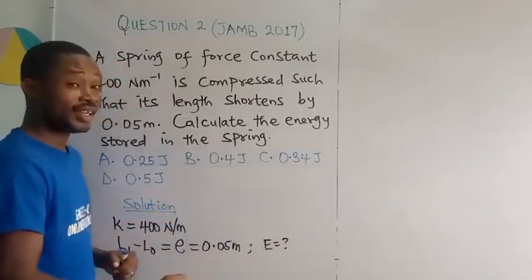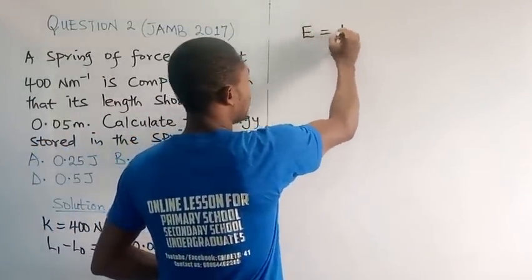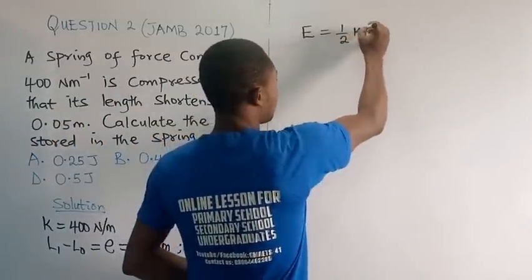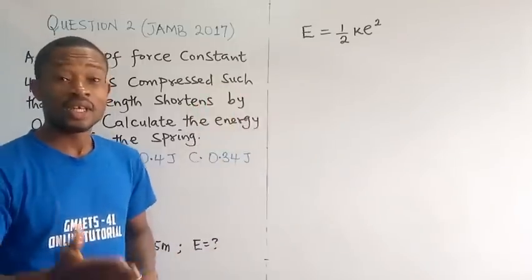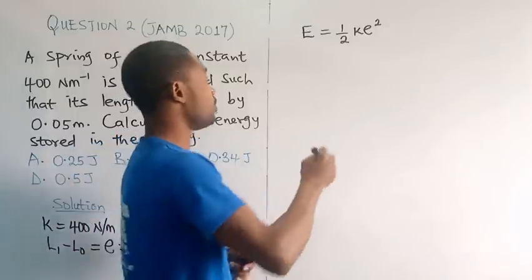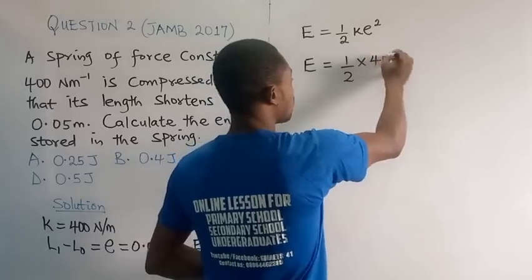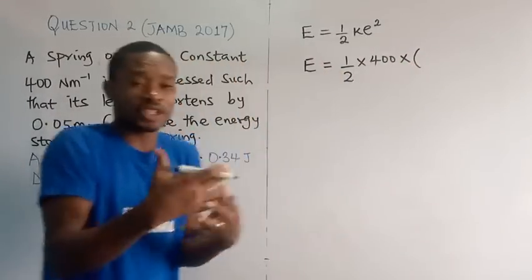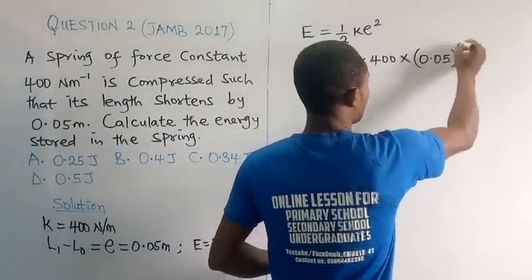The energy stored in the spring, we don't know. Now recall that we've established that energy stored in the spring is 1/2. Now they gave us force constant, so since force constant is given to us, it's going to be Ke squared. So that is it. It's just about you remembering the formula and that's all. And of course, if you have been following GMAT 41's classes, this would no longer be a problem. We are going to substitute here and then the energy is going to be 1/2 times the force constant, 400. We're going to multiply by the square of the compression because in this case, the spring was shortened, which from the data given is 0.05, and then you square.